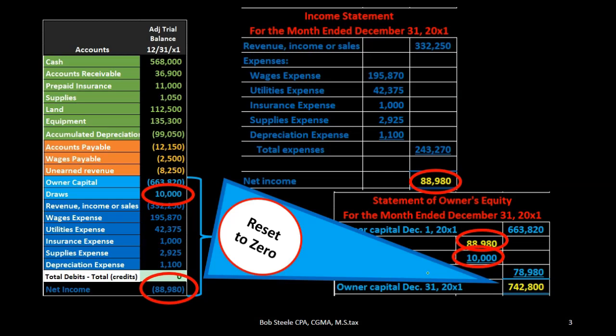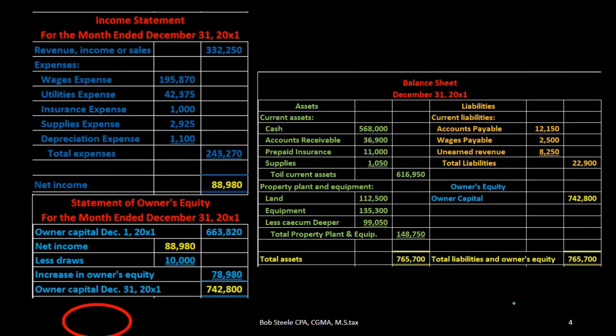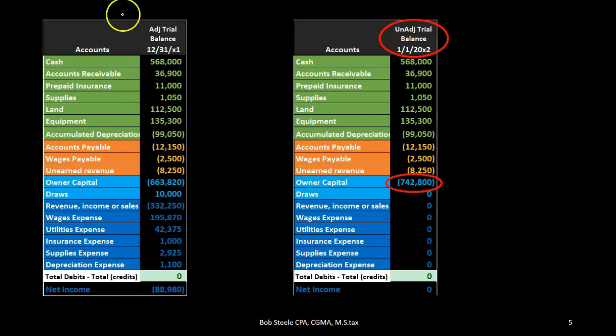That's what we need to close out. And remember, that 742,800, same number that we just talked about on the balance sheet. So we are resetting the odometer. How are we going to do that? Well, on the left-hand side, this is our adjusted trial balance that we used to make the financial statements. We need to make it look like it does here on the right-hand side.